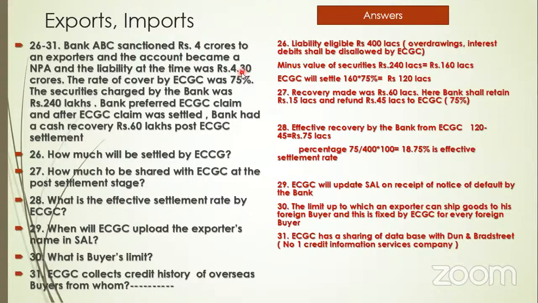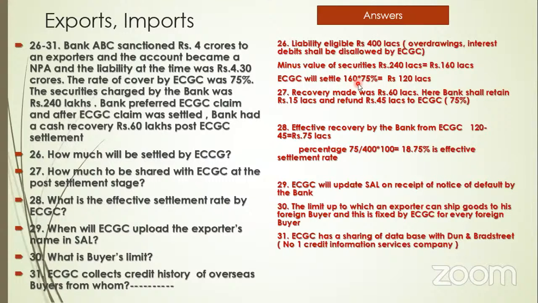Now, the first rule is they will not settle the interest component. Interest component they will always exclude. 4 crores given means only 4 crores they will consider, and the rate of cover is 75%. They will not straight away settle 4 crore. First they will see how much security is charged. Security charged is collateral securities, maybe land and building, maybe stock, maybe anything, 240 crore. They will not subtract it from 430. They will take the 4 crore as the base, because the 30 will not be settled. So 4 minus 2.40, you will get 1.60.